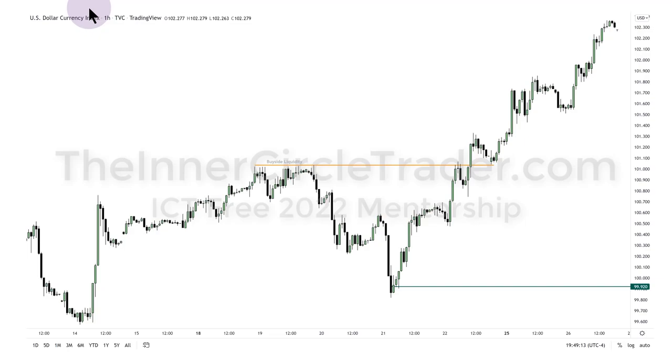So we're looking at the hourly chart on the dollar index. Why are we here? Why are we looking at this? Well, I'm looking at this because I want to show you the relationships between a risk on and risk off market.